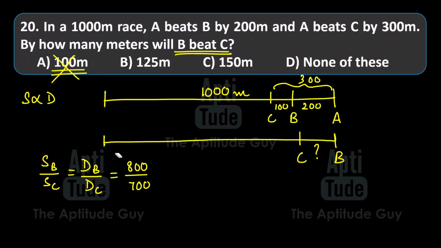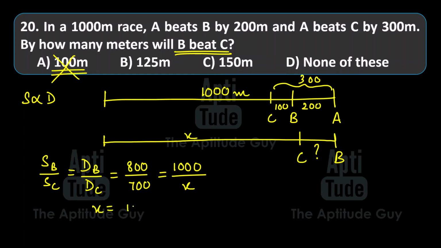Now in case 2, how many meters has B traveled? A total of 1000 meters. So in this case, C would have traveled how much? Let it be x. Obviously, cross multiply. Let's find it out.